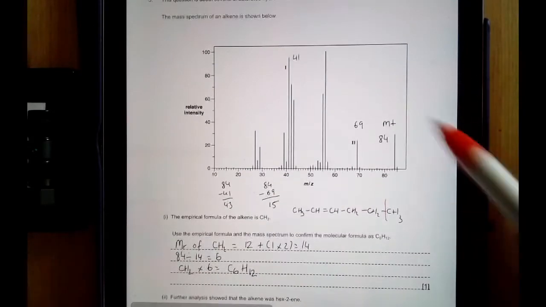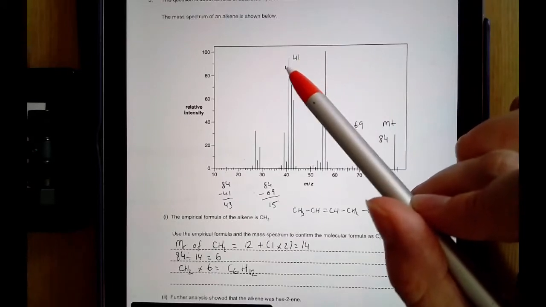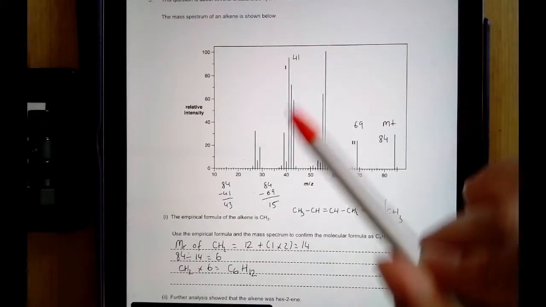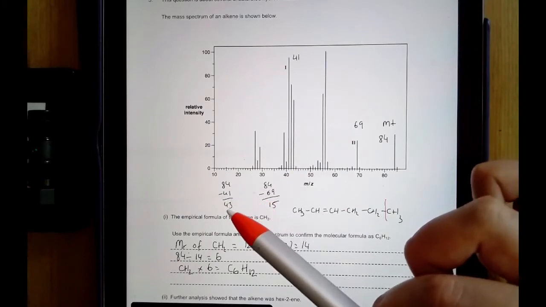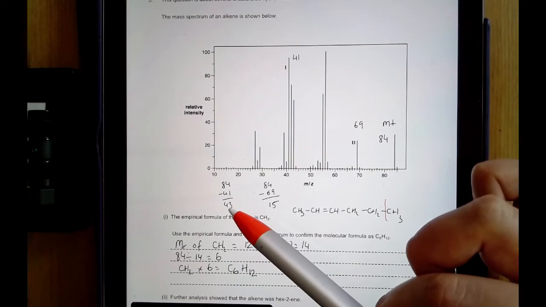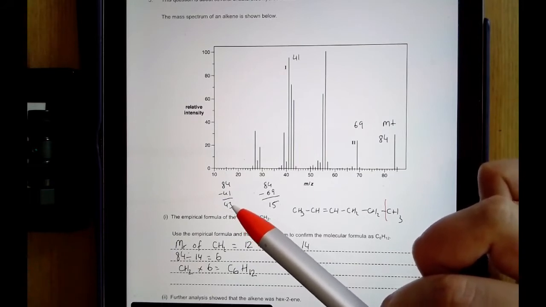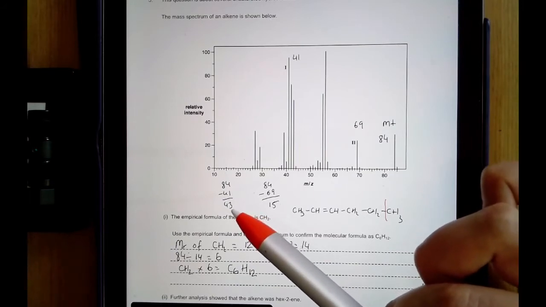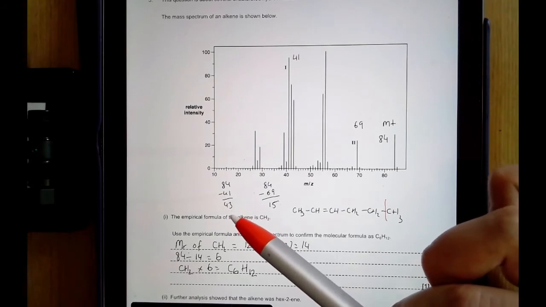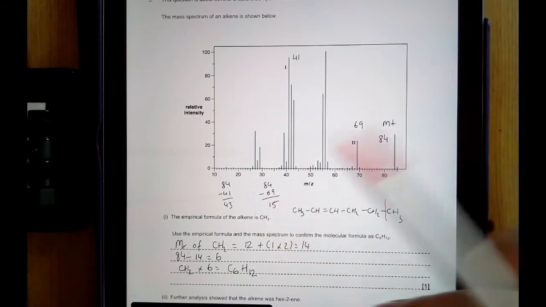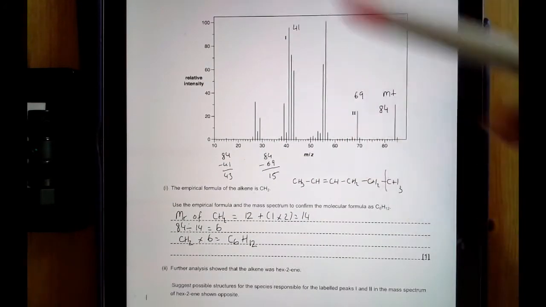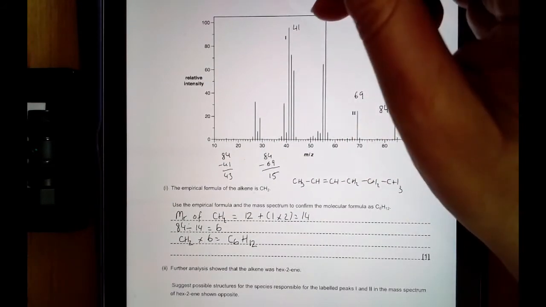The next peak, peak 1, is at 41. Again, that's not a number that really meant much to me. So I took the total mass, 84, subtracted the 41, and saw that in order to have that fragment, I must be losing something with a mass of 43. And again, 43 is a mass that means something to me. It's typically C3H7, so a CH3 bonded to a CH2 bonded to a CH2. And if I look at my molecule here, I can see that that is a possibility.